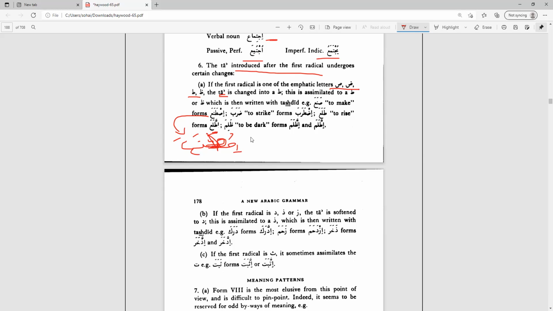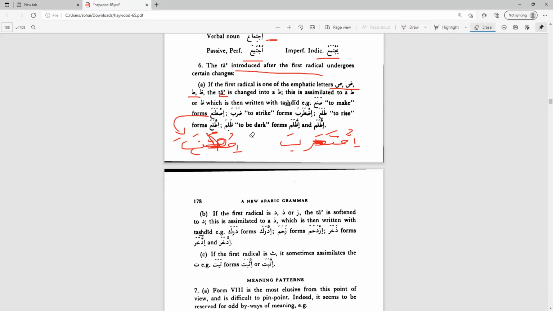Daraba, to strike, changes into ittaraba. Originally it was idtaraba, right? But because it starts with dad, as we mentioned here, it changes into this ta. Ittaraba. It just takes a bit of time to get used to it, so you get used to it.